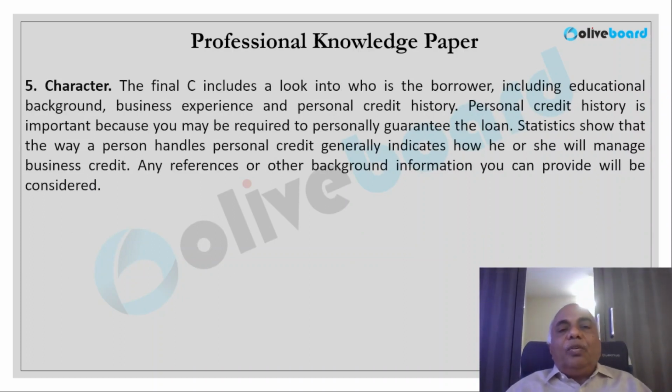Finally, the C includes a look into the borrower, including his educational qualification, whether he is competent to run the business, whether he is getting any income or going to get any income from the business, business experience, and personal credit history, that is the CIBIL. Personal credit history is important because you may require a personal guarantee for the loan. The statistics show that a person who handles personal credit well generally manages business credit well. Any references or background information you can provide.